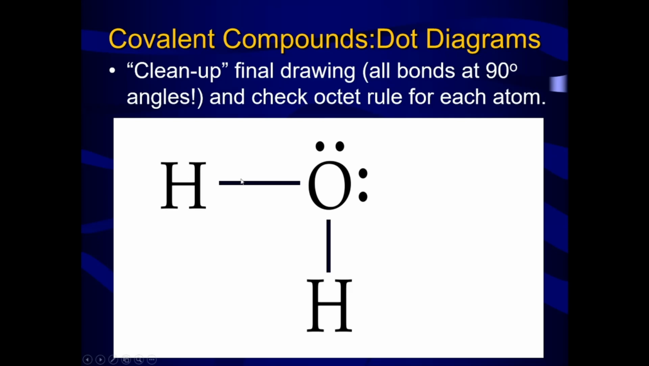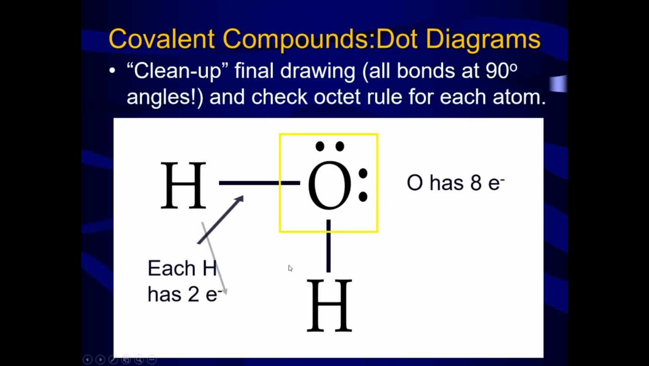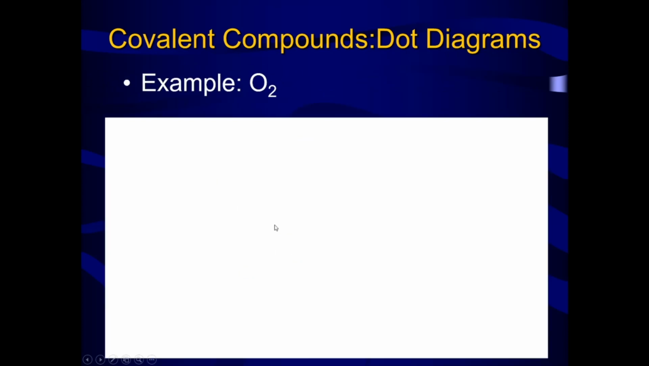So hydrogen has 2, that's good. Hydrogen has 2, and then oxygen has 1, 2, 3, 4, 5, 6, 7, 8. So that's good. And of course we have that 90-degree angle. We also don't actually need to include the electrons on the lines. Some people do this just to remember that each line represents 2 electrons. But in a typical sense, we know that every single line is going to represent 2 electrons. So there's oxygen, which has 8 electrons, and each hydrogen has 2 electrons. So we're good.